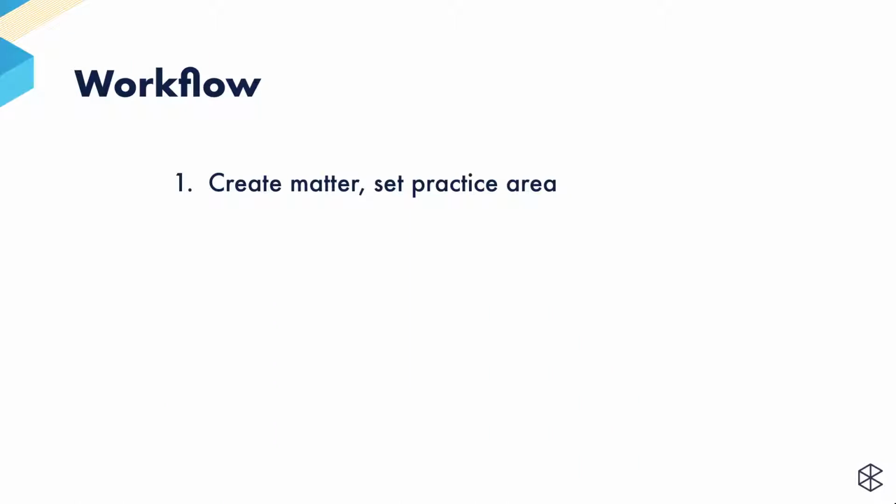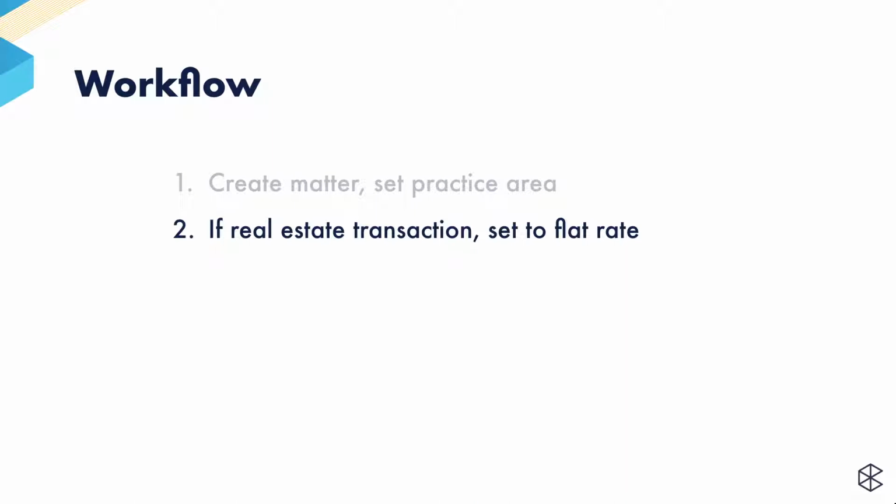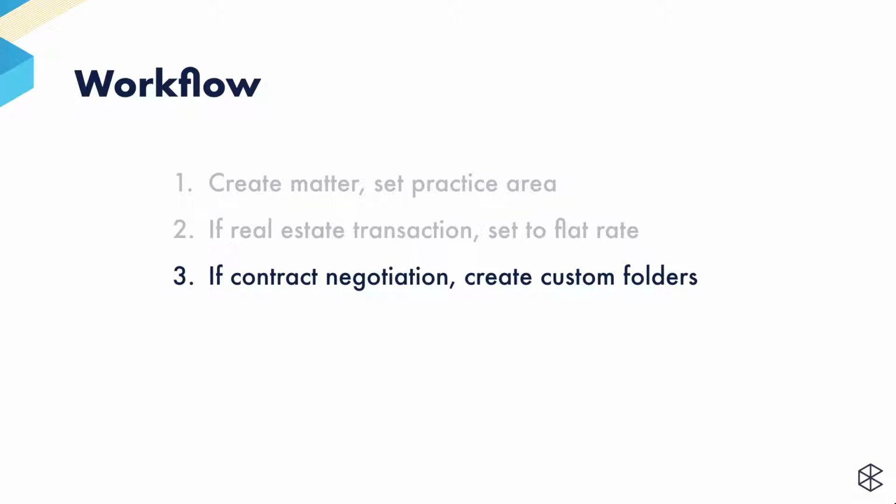So you are in a firm, and you create a matter, and you set the practice area, perhaps. And depending on what that practice area is, you might do other things for that matter. So maybe it's a real estate transaction, you set it to flat rate. Maybe if it's a contract negotiation, you create a couple custom folders. So maybe a draft folder, maybe a signed folder, maybe a finalized folder. And there's a big long list here, right? Whatever you happen to do for your matter, there's maybe 5 or 6 steps that you might do for a particular type of case.